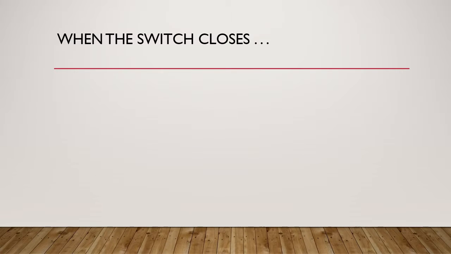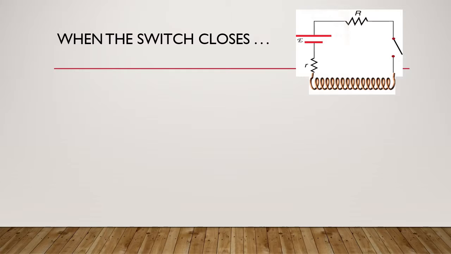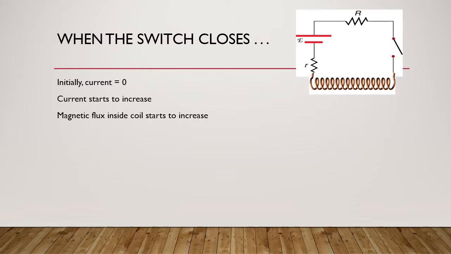When we close that switch in our circuit, there's the same circuit. Right now, there's no current flowing. We've got our little battery, internal resistance, and a resistance on the outside, and a solenoid, just a coil there. Right now, the current's 0, and right at the moment it closes, the current is 0. Well, the current's going to start to increase, of course, because there's a battery and we've got a closed circuit. When it starts to increase, the magnetic flux inside the coil will start to increase.